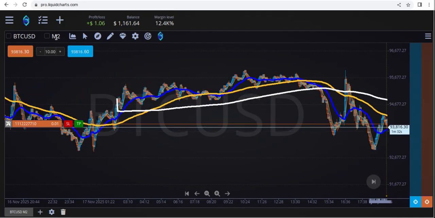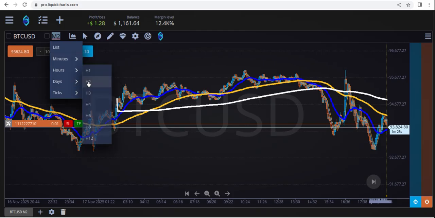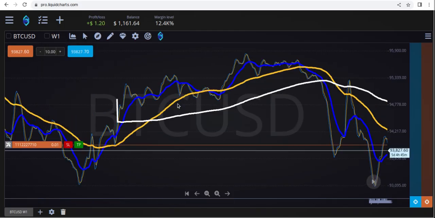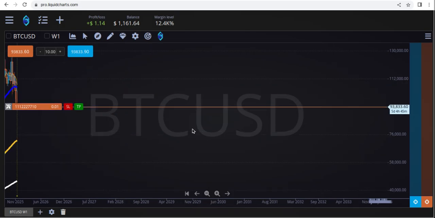But remember, look, this 2 minute time frame. Remember what we just saw on the monthly. Let's break it down to the weekly.